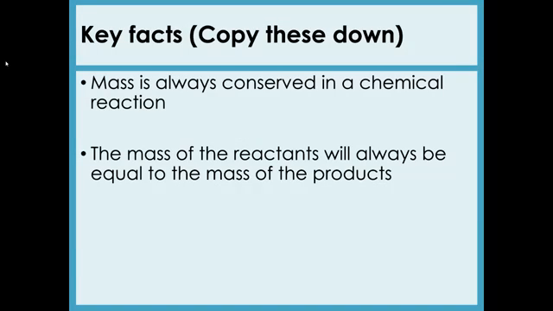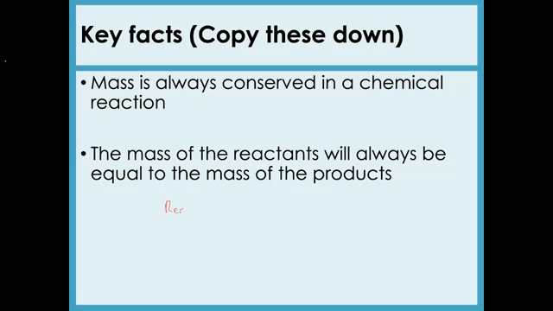So the mass is always conserved in a chemical reaction, and that's because when you have a chemical reaction, the atoms aren't created or destroyed, they're just rearranged into different chemicals. So the mass of the reactants is always equal to the mass of the products.